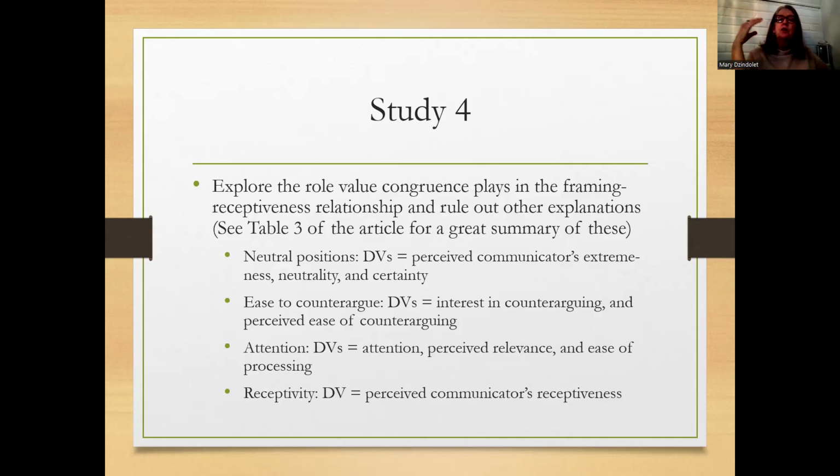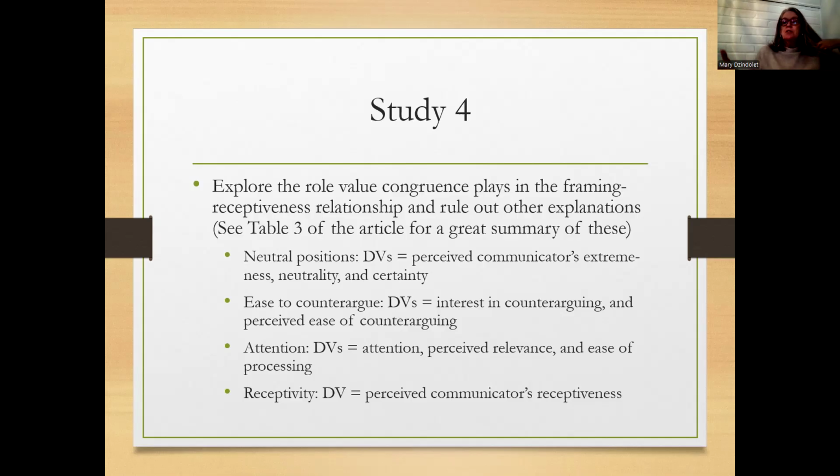So they're exploring the role of value congruence, the role that it plays in the framing receptiveness relationship. And they want to rule out a bunch of other explanations. Table 3 of the article, I think, gives the best summary of all of the different explanations they're trying to rule out.